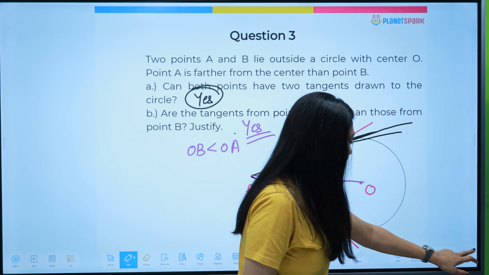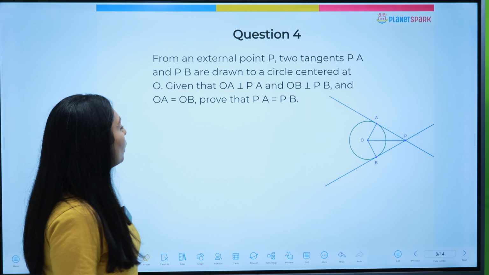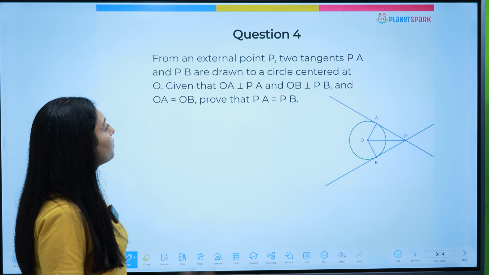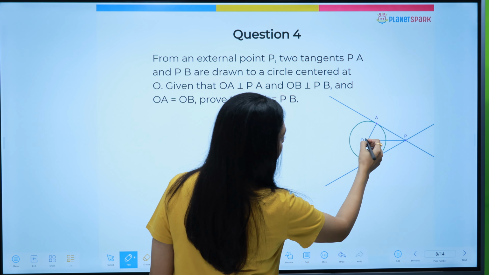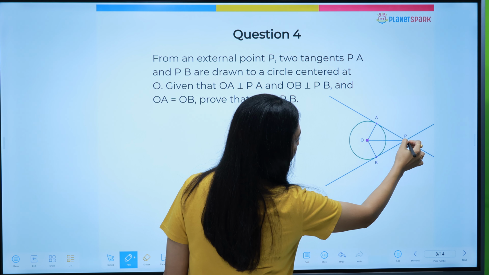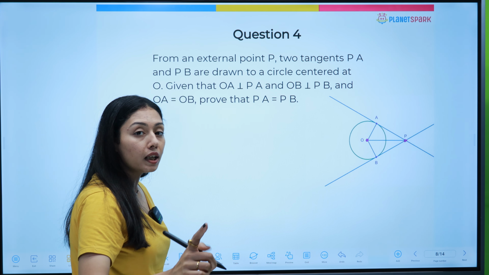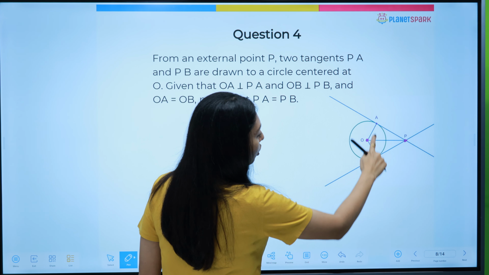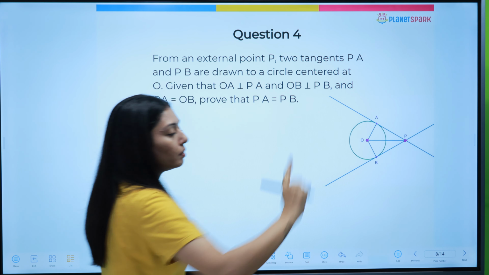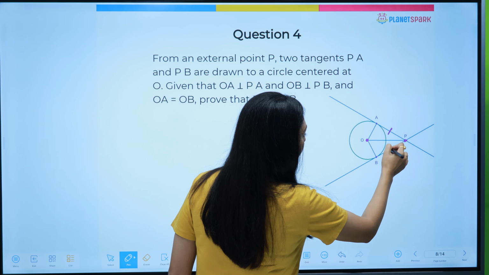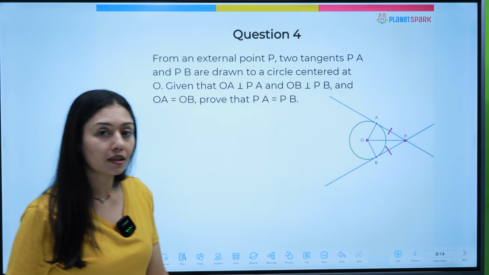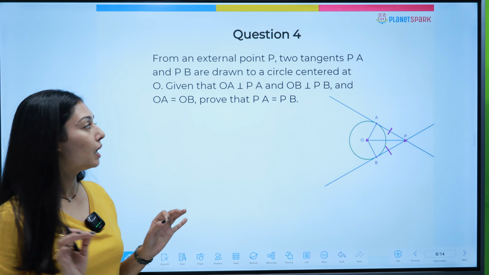So we can say yes, that is also true. Okay then. Next one. From an external point P, two tangents PA and PB are drawn to the circle centered at O. The circle is there, this is the center O, and the point outside the circle is P. From P, two tangents are drawn, PA and PB. What do we know here? That PA and PB will be equal. From any external point, the tangents have the same length.